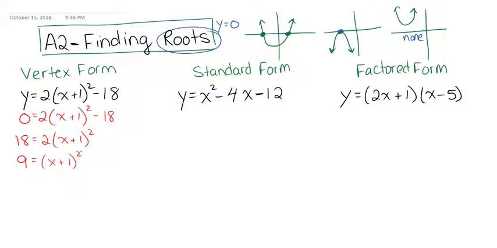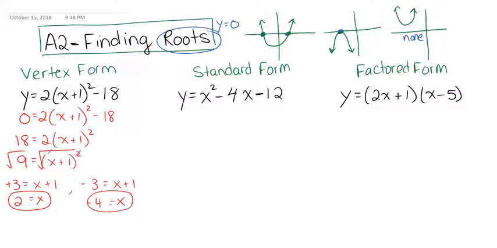Next I'm going to square root both sides because I want to get rid of that squared. So those cancel out, and the square root of 9 turns out to be positive 3 equals x plus 1, or negative 3 equals x plus 1. And if I isolate x, I get x equals 3 minus 1, which is 2, or x equals negative 4. So 2 roots.